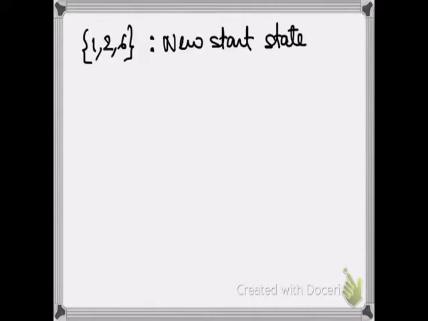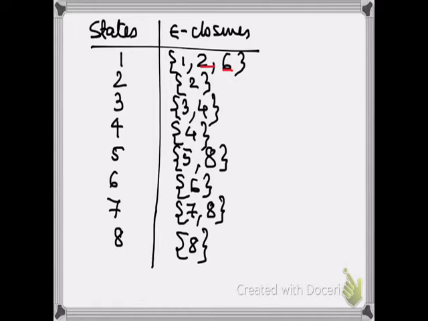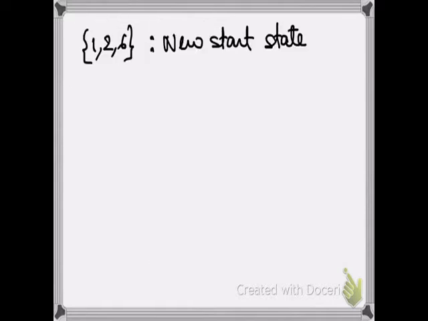Next, we start with the new start state of our DFA. As you can see here, this was our NFA start state, and its epsilon closure was 1, 2 and 6. So this will now be our new start state, meaning the start state of the DFA.